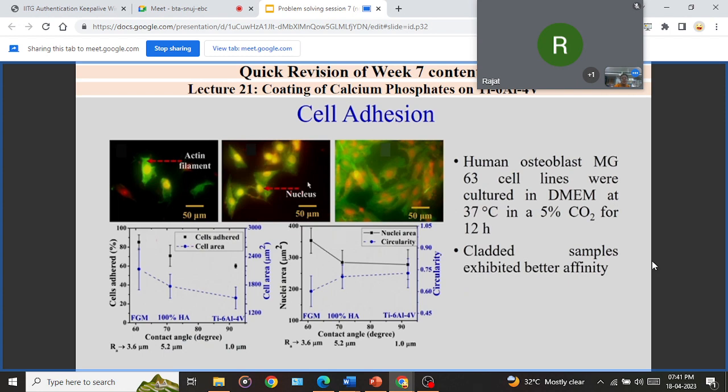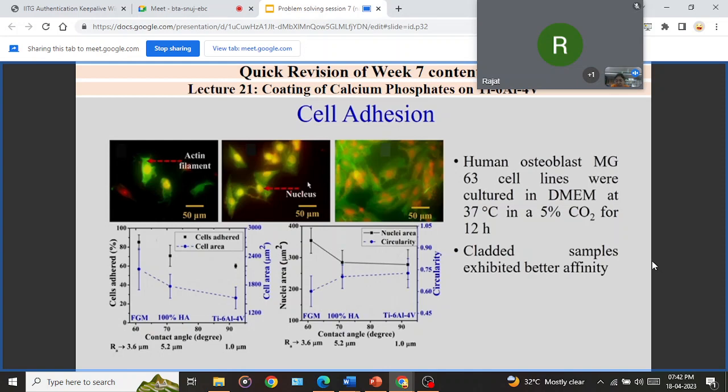Similarly, you can study the cell adhesion. In the case of cell adhesion, human osteoblast MG63 cell lines were cultured in DMEM at 37 degrees Celsius in 5% CO2 for 12 hours. The cladded samples exhibited better affinity. How can you study that? We can go for studying the nuclei structure. We can go for determining the surface area available for cell adhesion.